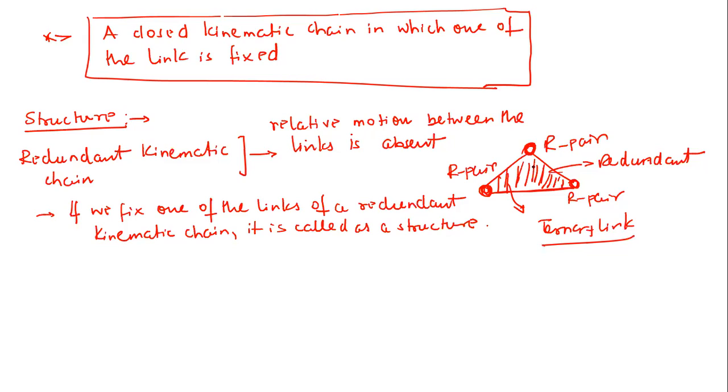If you use this ternary link in a mechanism, it is free to move in its entirety. That means this combination of three links will move as a single rigid body, if you consider this in a mechanism.